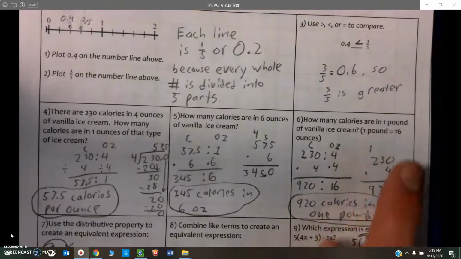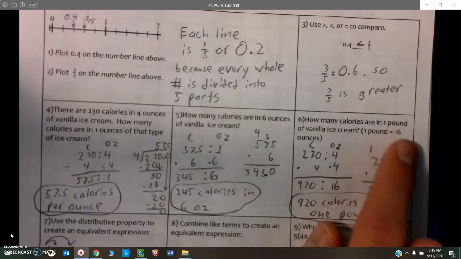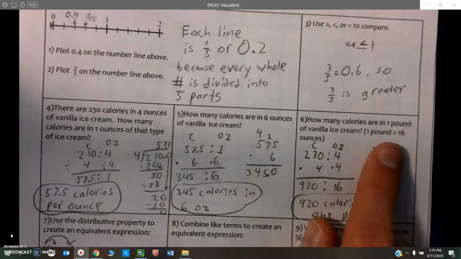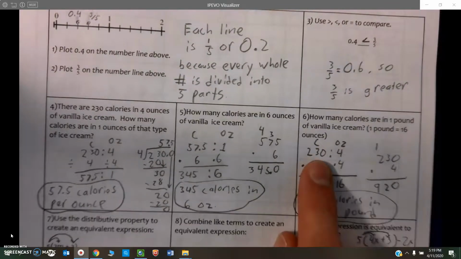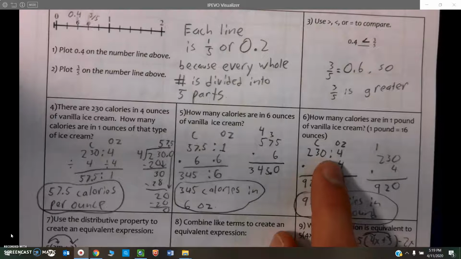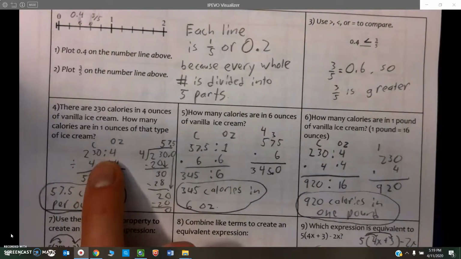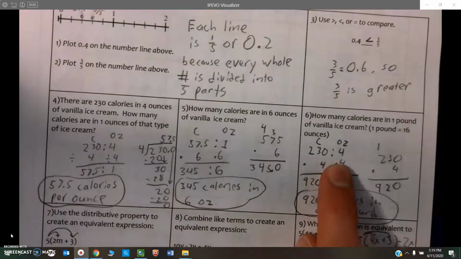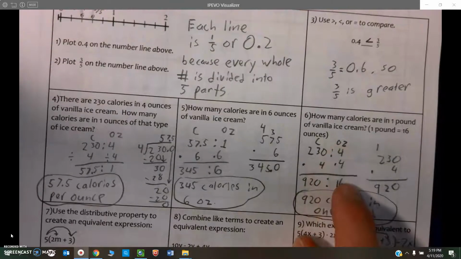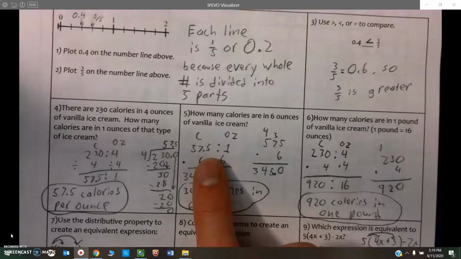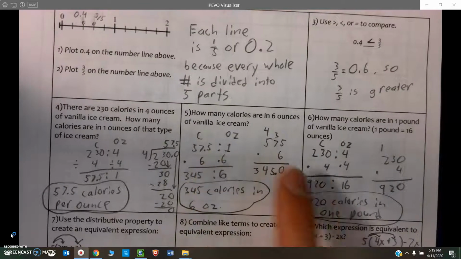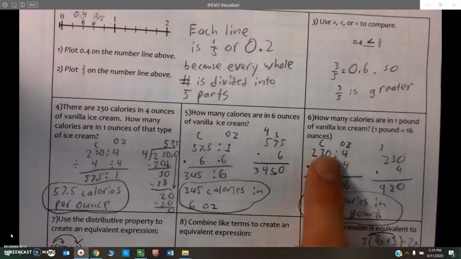Over here, I want to find out how much was in 1 pound, and they also mention here to convert ounces to pounds, 1 pound to 16 ounces. I actually did not start with my unit rate for this one. I started with that original ratio just because I knew 4 could also get to 16. And it's a little bit easier to multiply 230 by 4 than to have done 57 and 5/10 by 16. So because 4 was a factor of 16, I just stuck with this one because it was a little easier.